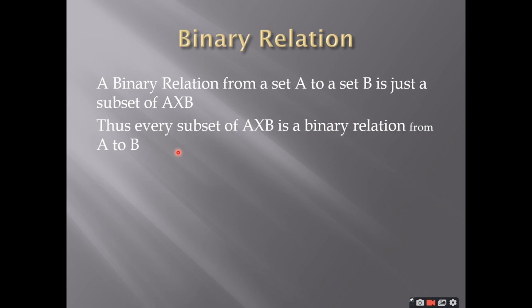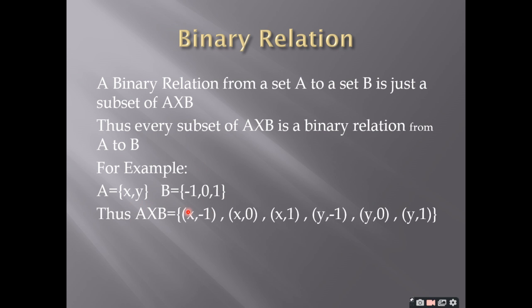For example, we have two sets. Set A is a set of alphabets x, y, and set B is a set of numbers -1, 0, and 1. To find their binary relation, first we have to find their Cartesian product. And in the Cartesian product, we write all the ordered pairs of A and B.